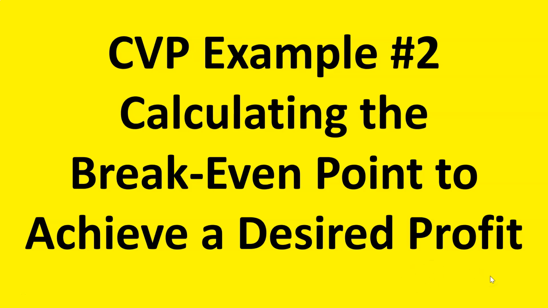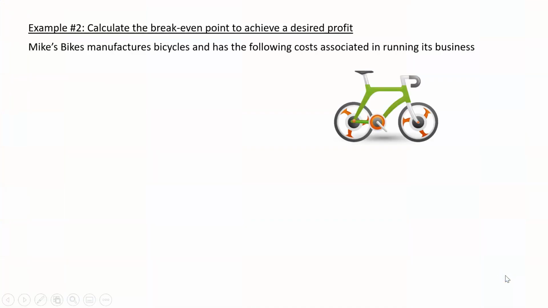CVP example number 2, we're going to calculate the break-even point not to just break even or achieve a profit of 0, but to achieve a specific desired profit. So to do that, let's look at an example. We'll call this example 2.